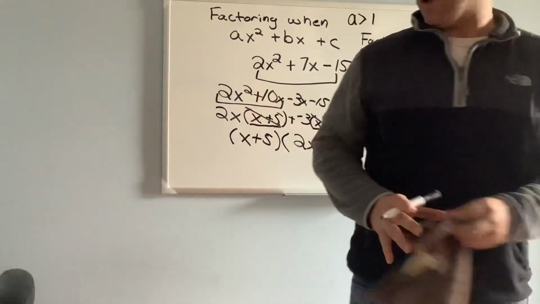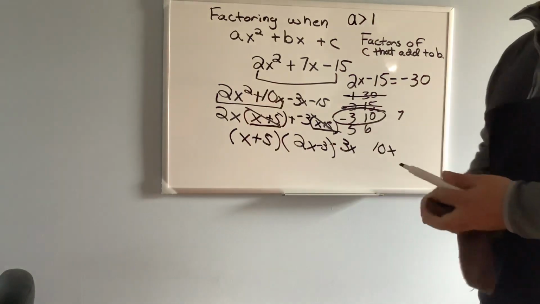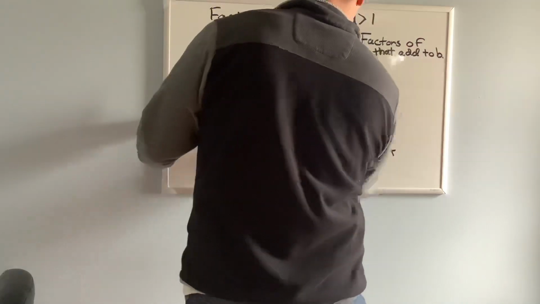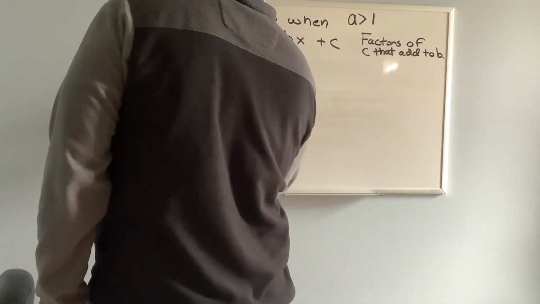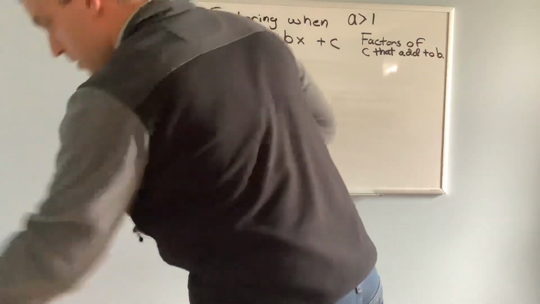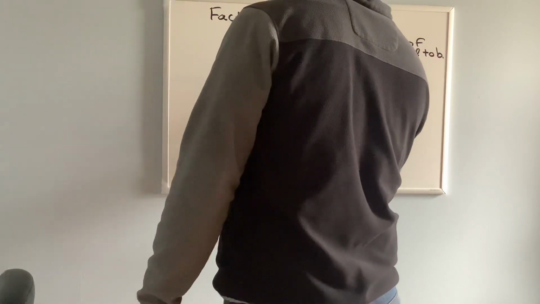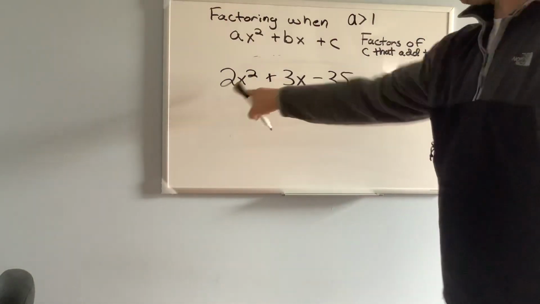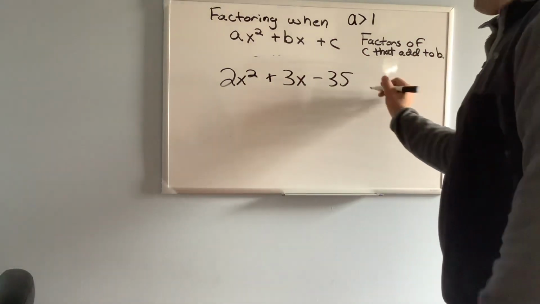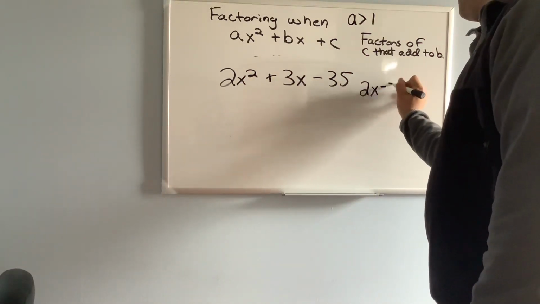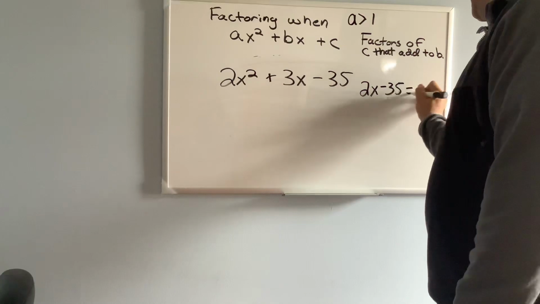That's a little bit more tricky. A lot of you guys found that a little complicated. So we're going to go over another example with that. So if we have 2x squared plus 3x and then minus 35. Again, the process, we multiply 2 times negative 35. So 2 times negative 35 is negative 70.